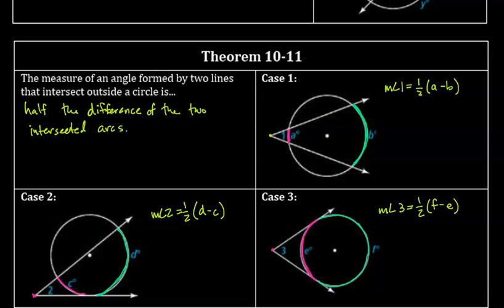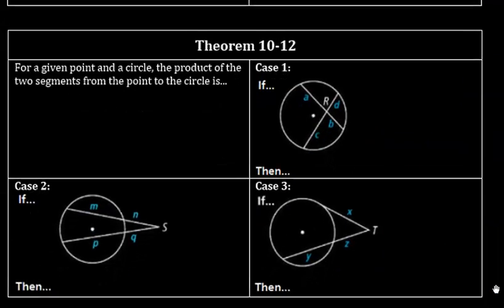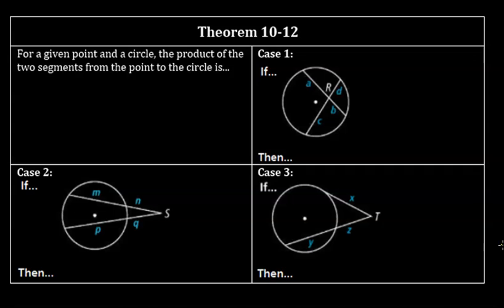Okay, so now we're actually also going to look at what happens when we have lines intersecting or segments intersecting, but we're interested in the lengths of those segments, okay? So we have a theorem called Theorem 10-12 that says, for a given point and a circle, the product of the two segments from the point to the circle is, so this is kind of a weird way of wording it. Basically what we could be looking at is one of three different cases. So let's say we have this point here that is somewhere inside the circle. It would even technically work if the point was the actual center of the circle, right? So we have that point here.